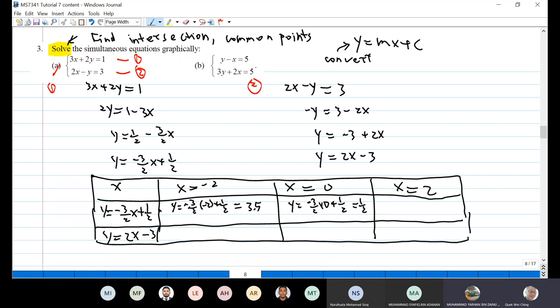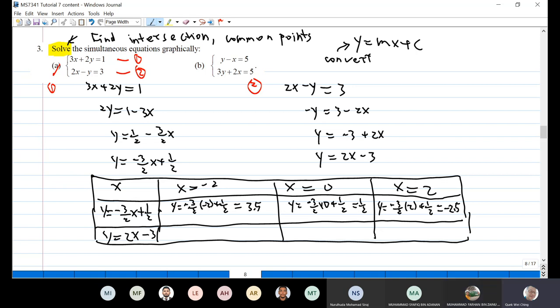0.5. And what happened? We have put x equal to 2 now. Then y equal to minus 3 over 2 times 2, then plus half. Then get minus 2.5. So minus 2.5 here. So these are the 3 points on the first line.